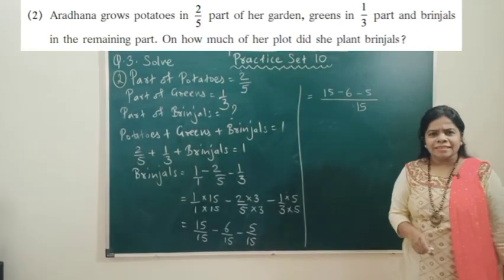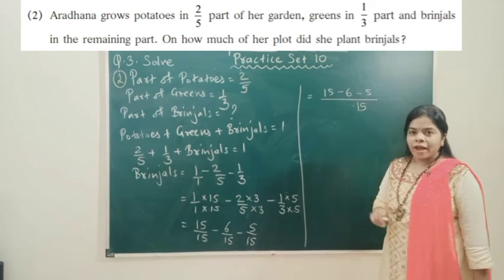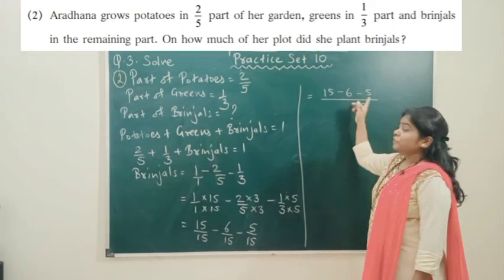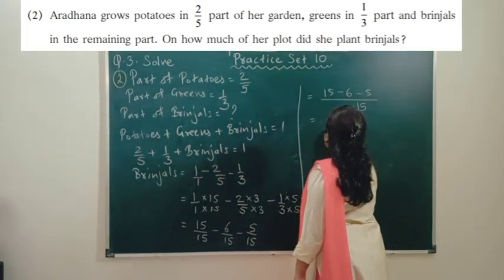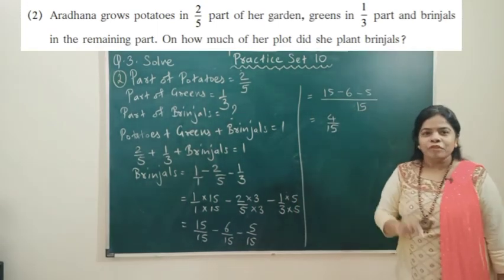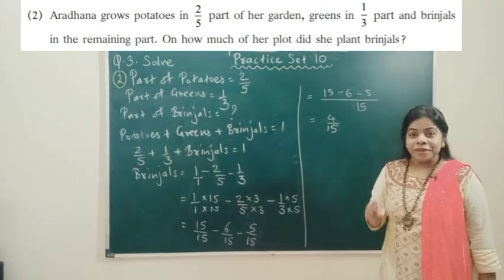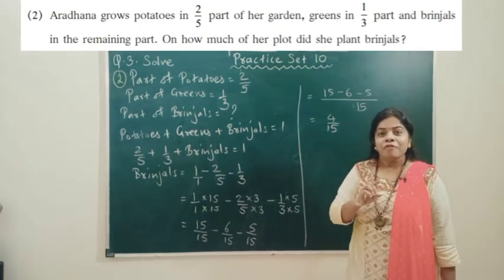15 minus 6 is how much, children? 9. And 9 minus 5 is going to be 4. So my answer here is 4 upon 15. Therefore, Aradhana grew brinjals in 4 upon 15 part of her field.